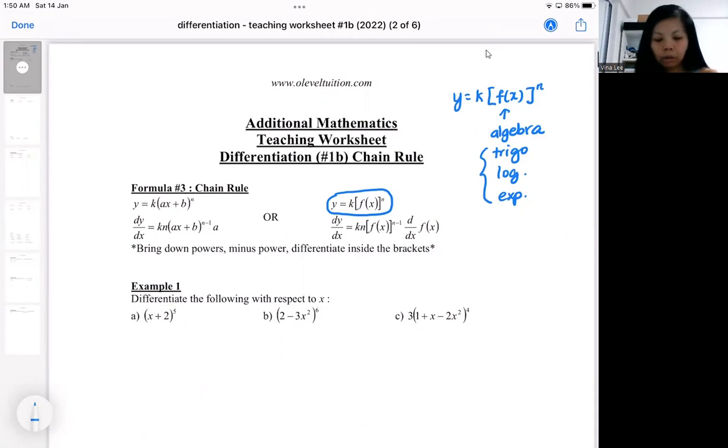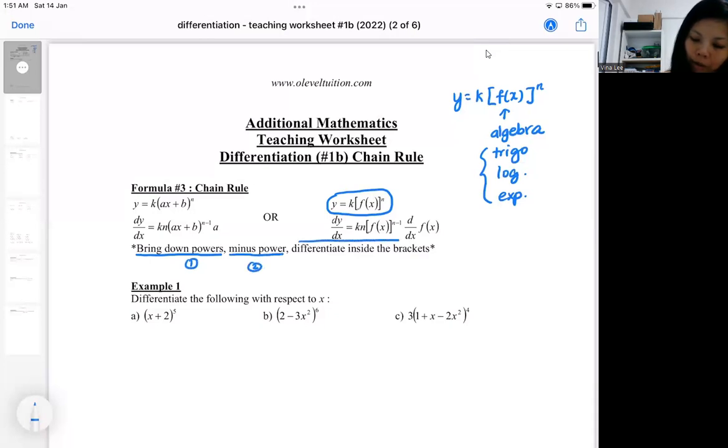The trick about this rule is, there are 3 big steps. If you remember, rule number 2 is bring down power, minus power. Here is almost the same thing. Bring down power, minus power, and we add on a third step: you differentiate inside the bracket. Essentially, you isolate the function in the bracket, and the portion inside the bracket is what we're going to differentiate. Does that mean that when you're using this rule, you don't need your rule number 1 and number 2? No. Most of the time, number 1 and number 2 will be worked into this rule.